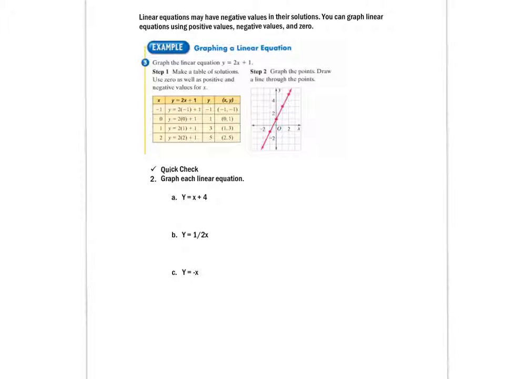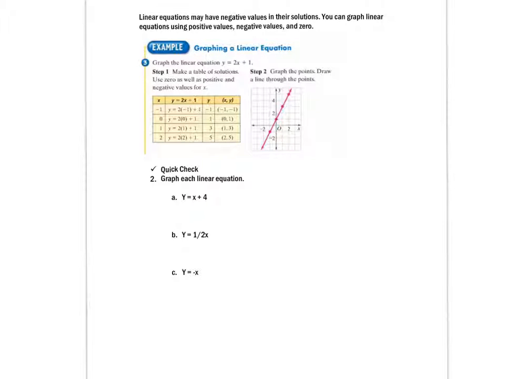What I'd like you to do is graph each linear equation, and I'd like you to do so on graph paper rather than on the iPad. So on graph paper, you are going to graph y equals x plus 4, y equals 1/2 times x, y equals negative x. You need to use negative values, positive values, and 0. I will leave them up to you.